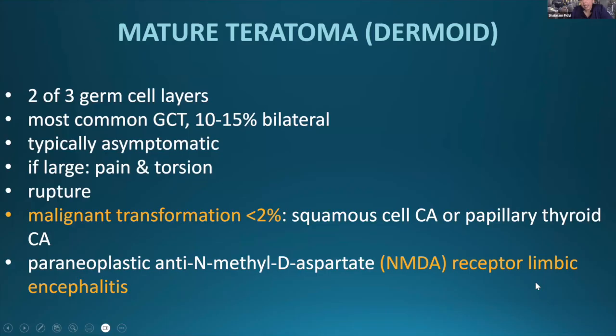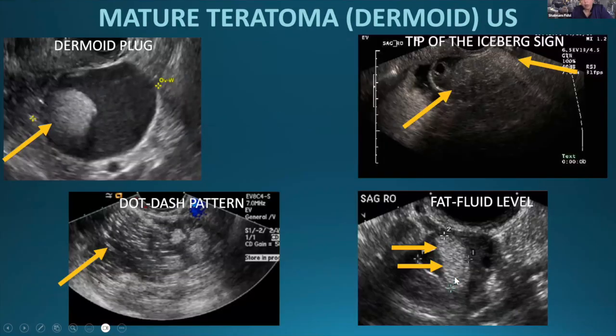And perhaps you've heard of this entity that can be seen occasionally with dermoids. It's called NMDA receptor limbic encephalitis. So let's look at the many phases of dermoid on ultrasound. The first is a dermoid plaque. This is the most common appearance on ultrasound.